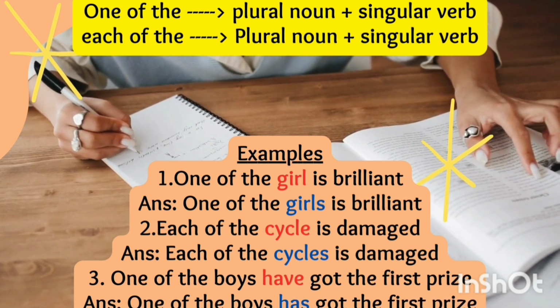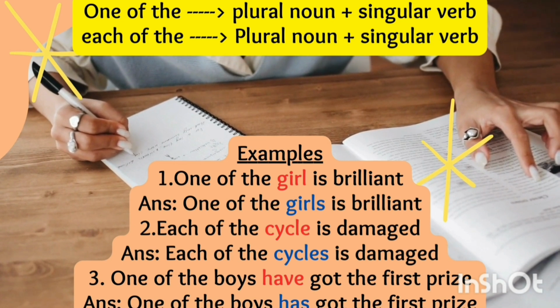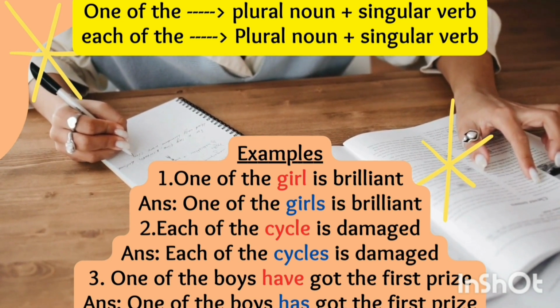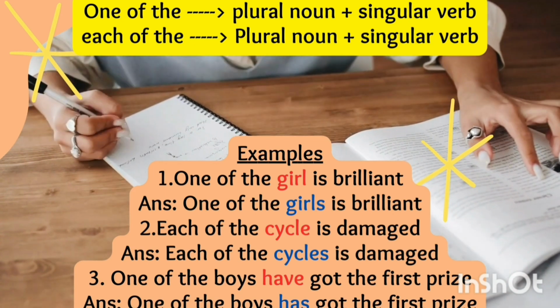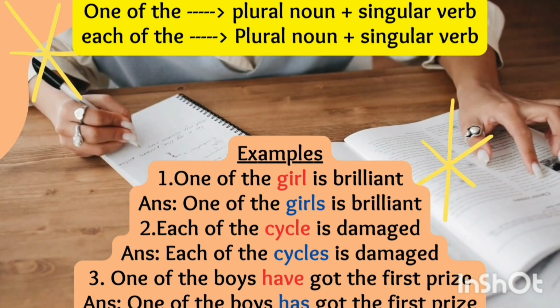Second one, "Each of the cycle is damaged." Here "each of the" is followed by the singular noun cycle. It should be replaced by cycles. Answer: Each of the cycles is damaged.